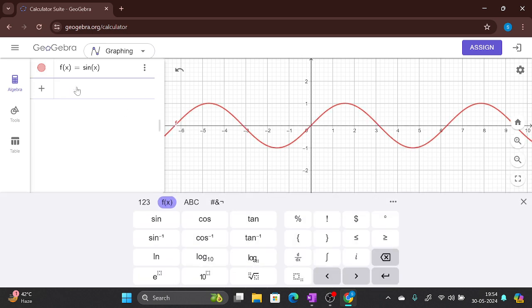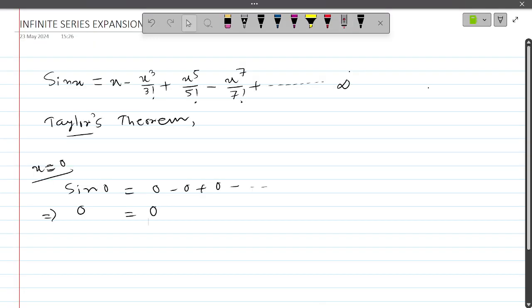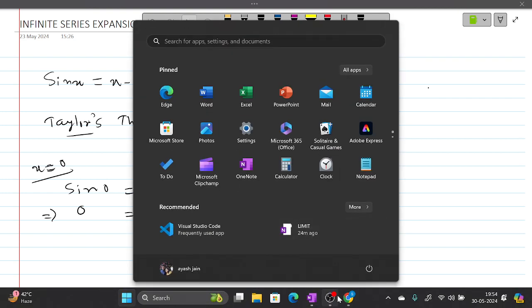So now next what I'm going to do, I'm going to write our infinite series. What is my infinite series? x minus x cubed by 3 factorial. So let me move ahead there.